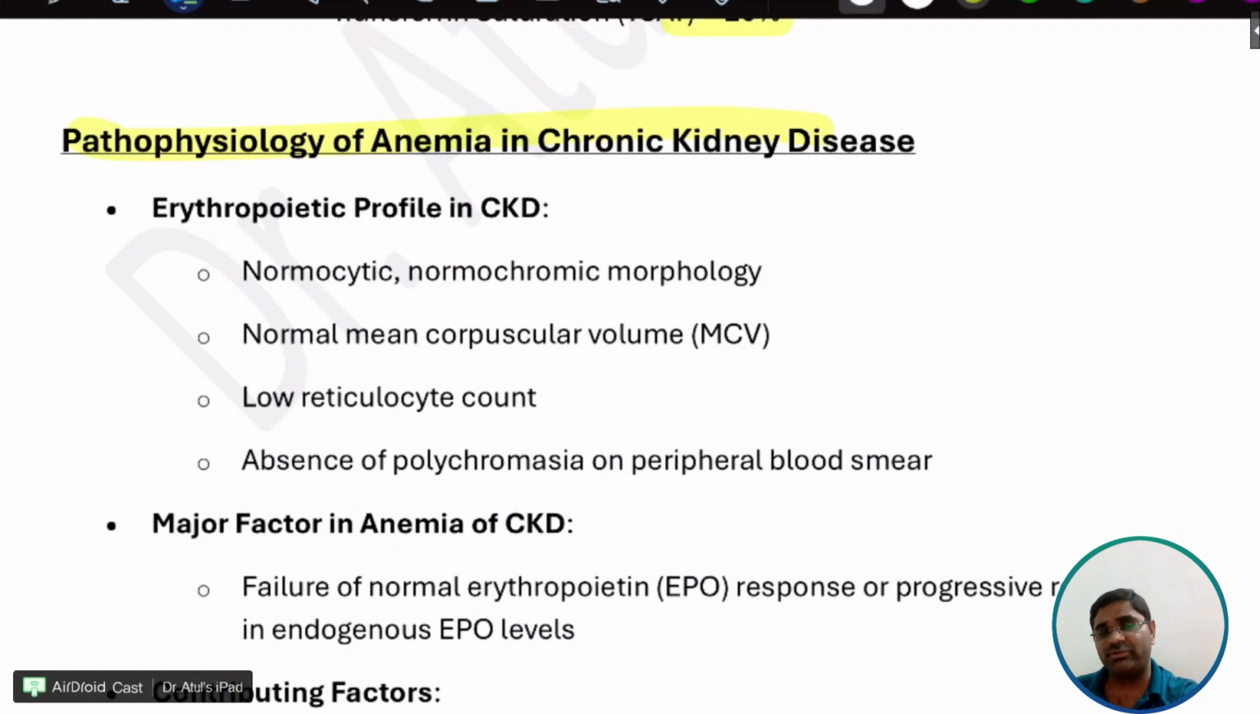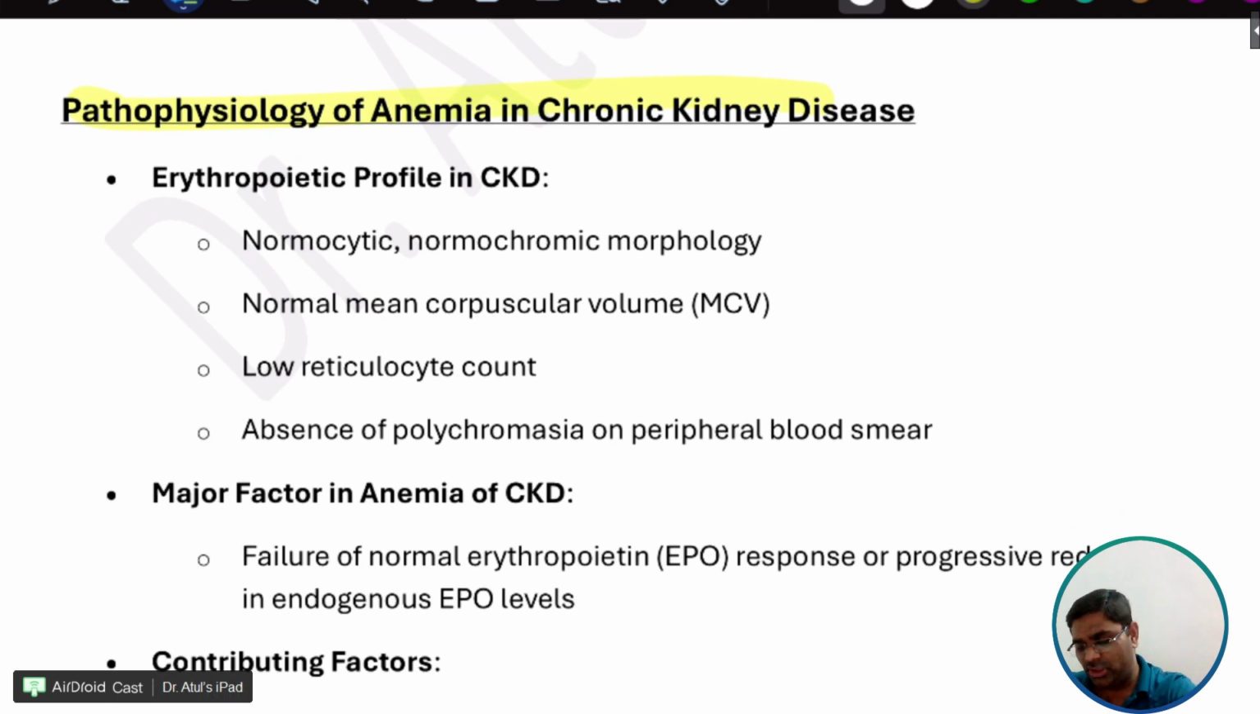So far, we have studied several things from this chapter, including the introduction, the different stages of CKD patients, investigations done in case of CKD patients, how we monitor, and what the guideline for monitoring CKD patients is. The next heading is pathophysiology of anemia in CKD. Like I mentioned before, the most prominent cause of anemia in CKD is EPO deficiency, but there are other causes also. So let us go through step by step.